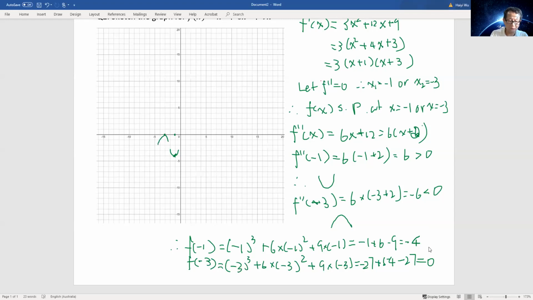Now, then we need to find another point, where the second derivative equals 0, so that we can decide where the point of inflection is. So second derivative equal to 0 means 6x plus 2 equal to 0. Therefore x equal to -2. So here is -2, and this is the point of inflection.